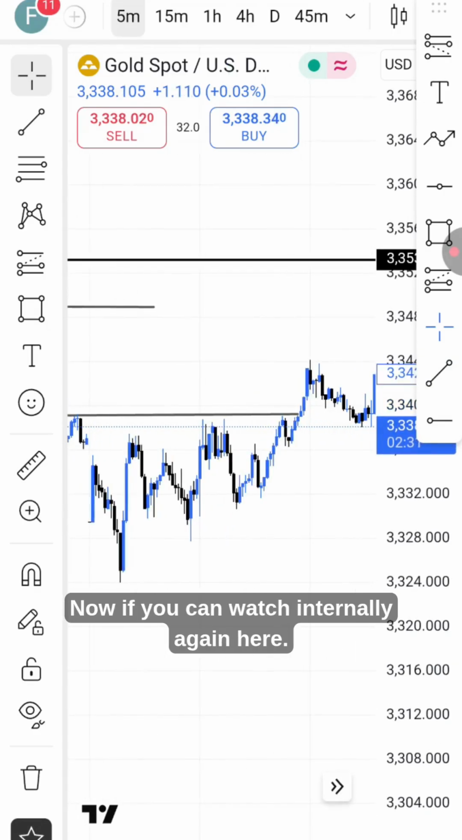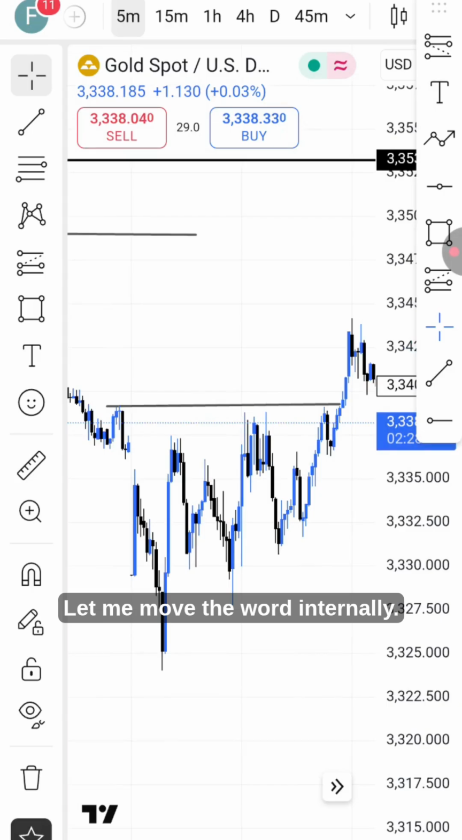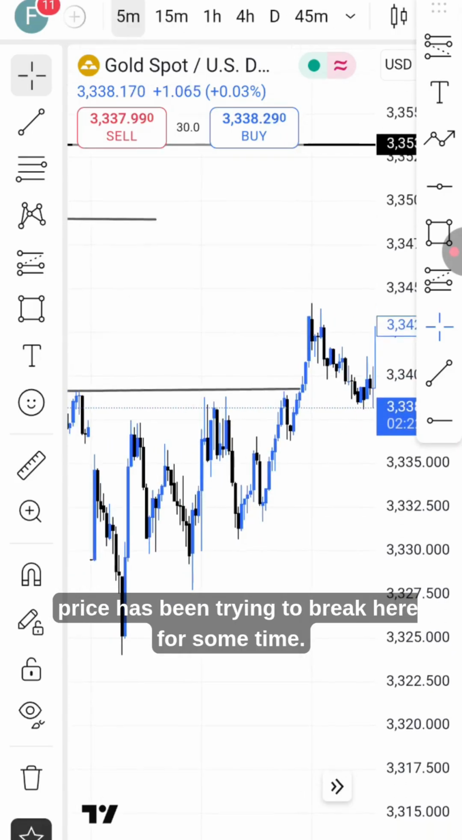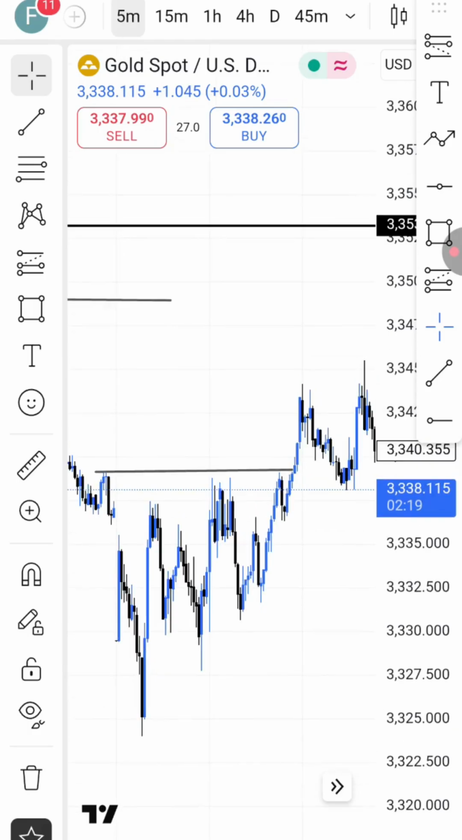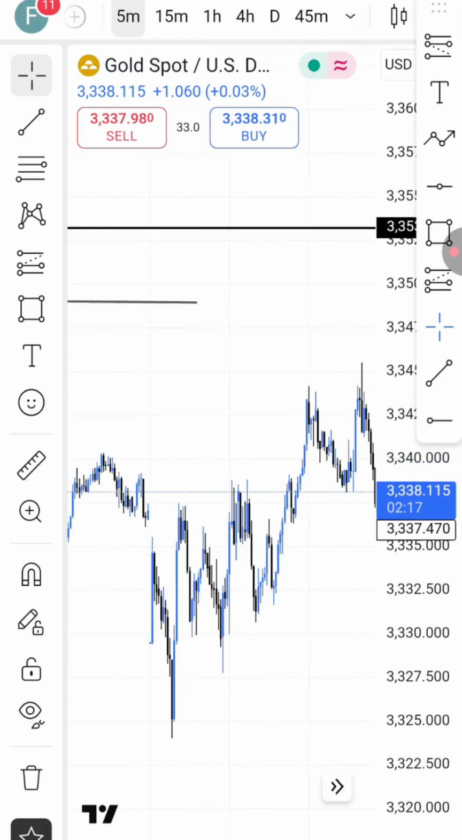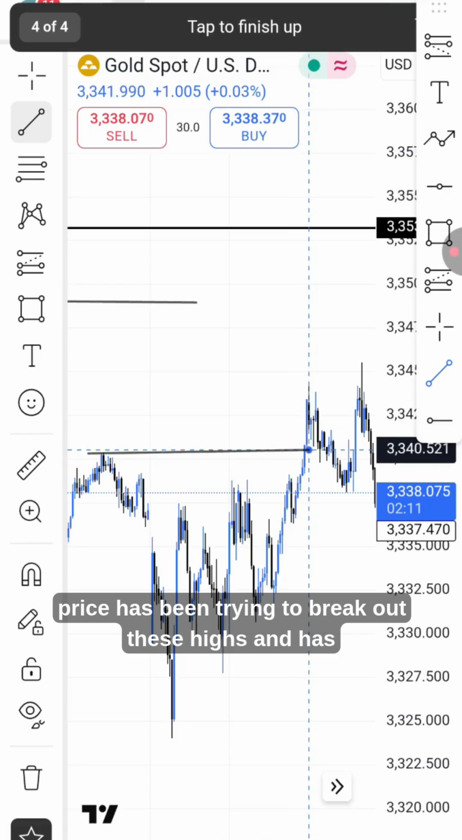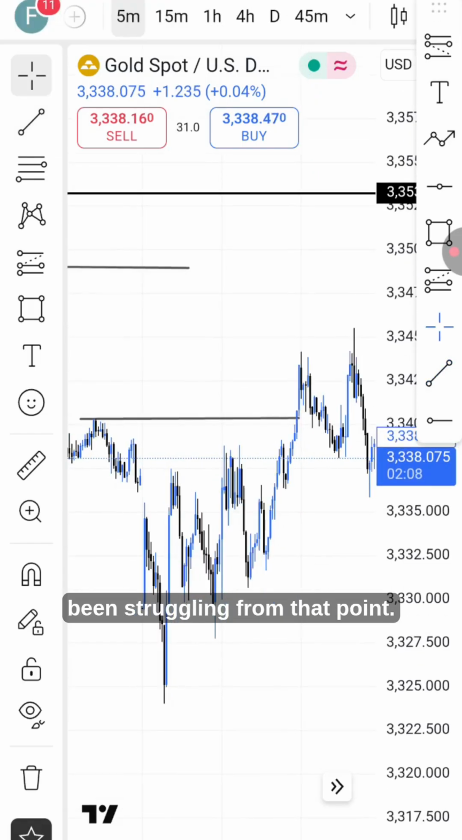Now let's just go straight to the order block formation. You can watch that. See, price has been trying to break here for some time. Here's the change of character. As you can see, price has been trying to break out these highs and has been struggling from that point.